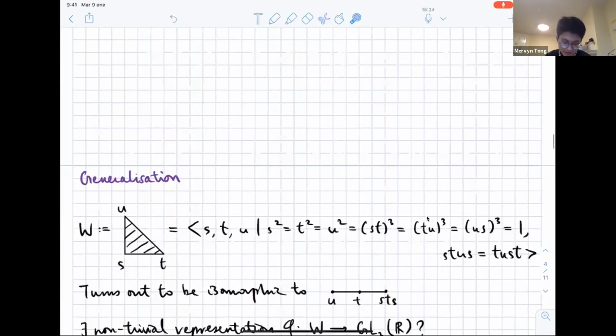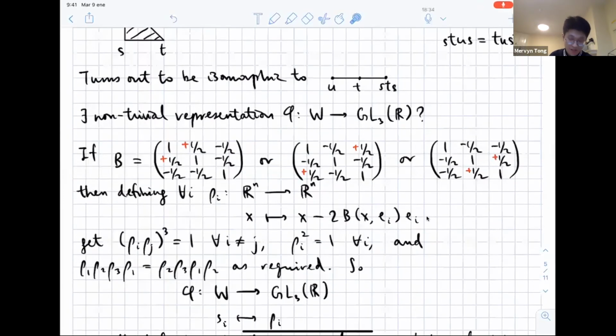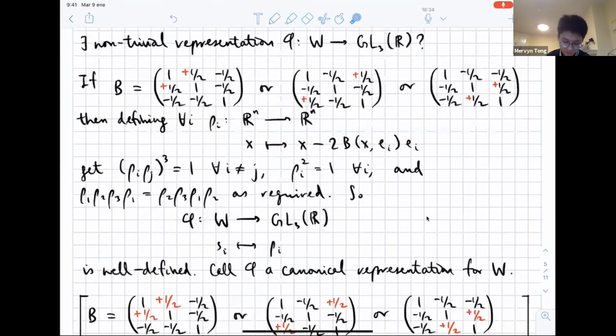It turns out that if we pick one of these pairs of minus halves and make the sign plus and play the same game with generalized reflections, we do indeed get that the rho i, rho j's once again satisfy the right kind of orders. And in addition, they satisfy the weird relation that we wanted above. And therefore, this is a well-defined representation, and I'm going to call it a canonical representation for W.